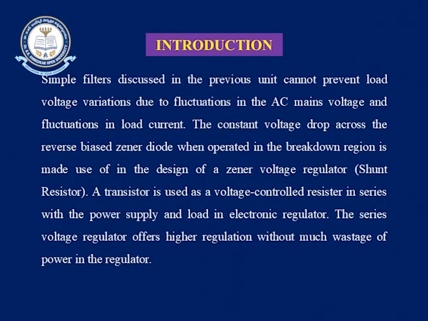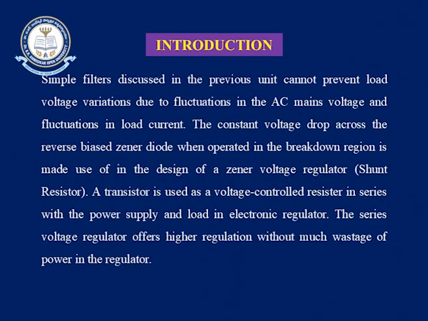Here, the load voltage variations. Across the load resistance we get the output voltage. Due to fluctuations, it sometimes increases and sometimes decreases. These come from the AC mains voltage, the alternating current, and fluctuations in the load current also.